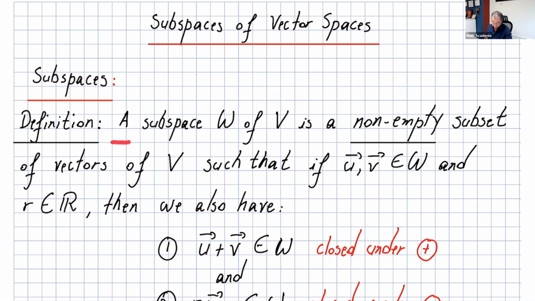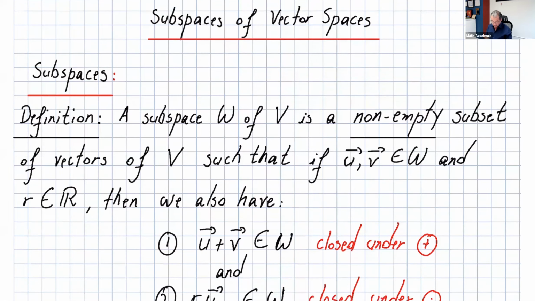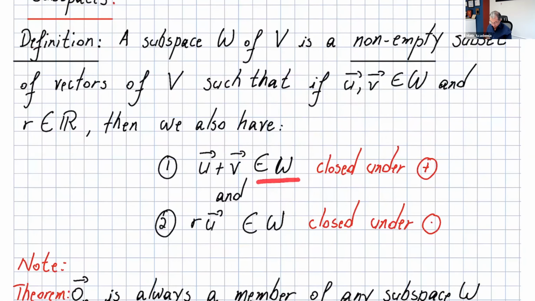A subspace, which you can call W of V, is a non-empty subset of the vectors of V such that for u and v in W, and r being a real number or scalar, we also have u plus v in W and r times u in W. It is closed under addition and closed under scalar multiplication. If these two hold, then you don't have to prove all the 10 axioms; these two are enough.